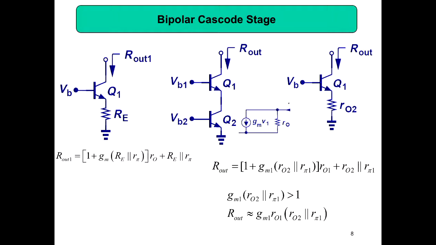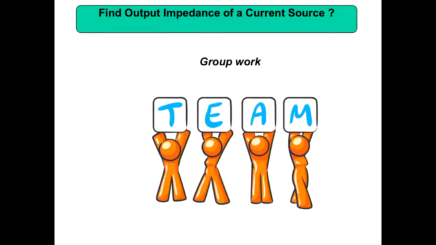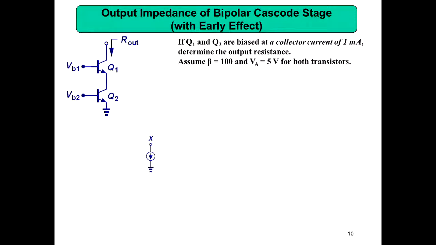So that is the reason I have got some numbers, some problems. Find the output impedance of a current source. So this is a question. If Q1 and Q2 are biased at a collector current of 1 milliamp, so both are biased for a collector current of 1 milliamp, it means here you are connecting a DC voltage, maybe some X volt, here also maybe some X volt, so that 1 milliamp will be flowing through Q1 and then the same current is flowing through Q2.